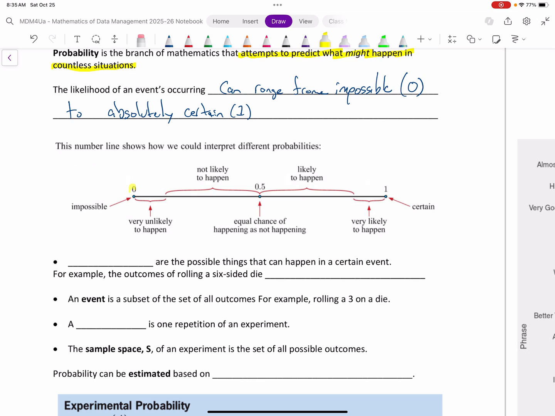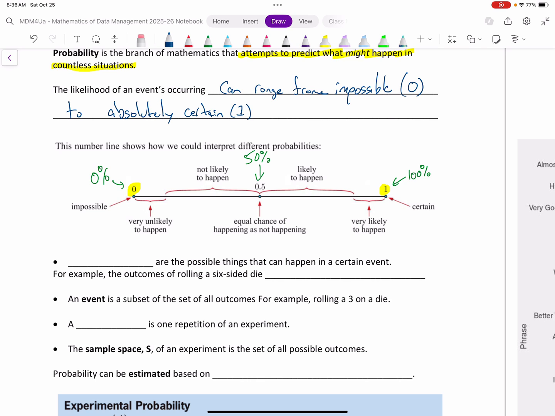So if I look at impossible, that's over here. If I look at 1 and everything in between, this would be the same as 100%. And obviously this is 0%. And in the middle, you would have 50%. Something like that.